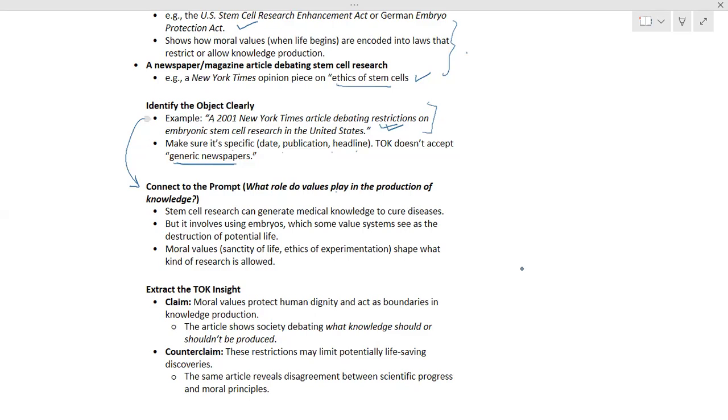Okay. So this example, what does it tell us? It tells us that stem cell research can generate medical knowledge to cure diseases, but it involves embryos. So a value system is attached to it. There is destruction of potential life. So the example is talking about moral values. It is talking about sanctity of life, ethics of experimentation, which shape what kind of research is allowed. So moral values actually shape what kind of research is allowed.